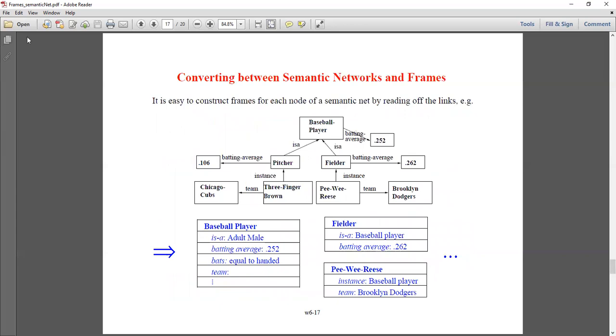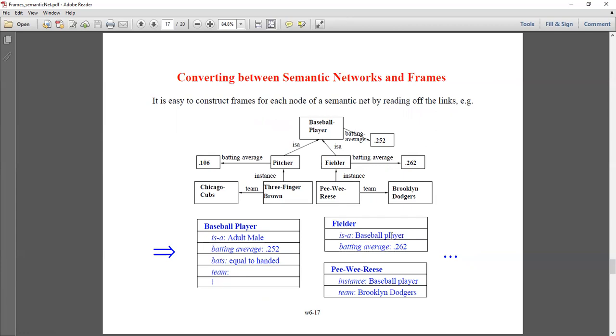So how can we convert a semantic net to a frame? Over here we have a semantic net of baseball player. So baseball player is subdivided into pitcher and fielder. Pitcher is 3-finger Brown, fielder is PV Rees, and their attributes and attribute values are described over here. So we can see we have devised one frame as baseball player. The name of the frame over here is baseball player, and the slots it contains are: is a adult male, batting average .252, bats equal to right, team.